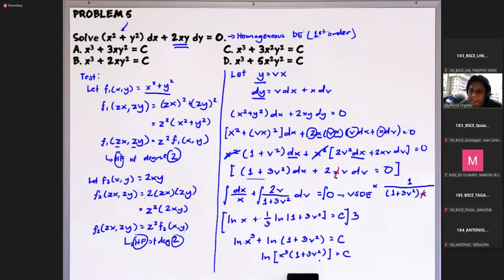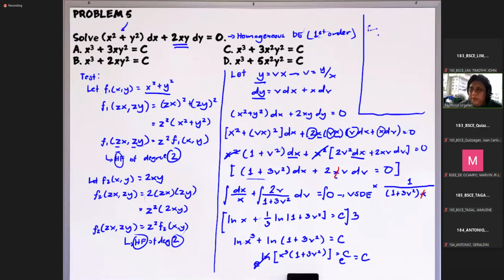Diba? So lastly, yung kailangan natin gawin dito is we need to replace v, or we need to change back yung v natin papunta sa in terms of x and y. So kaya mula dito, solve natin yung v. So v is equal to y over x. Kailangan natin tong ipasok dun sa equation natin. Okay? But before that, let's remove the ln. So again, this can cancel and e to a constant is just another constant. So we can just replace this by c. Diba? So ito na yung magiging equation natin.